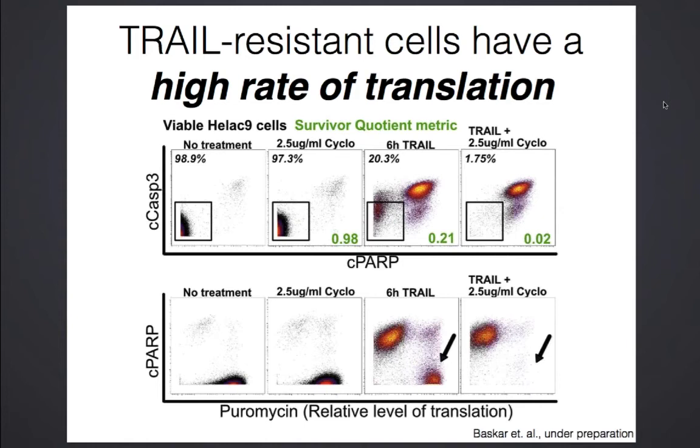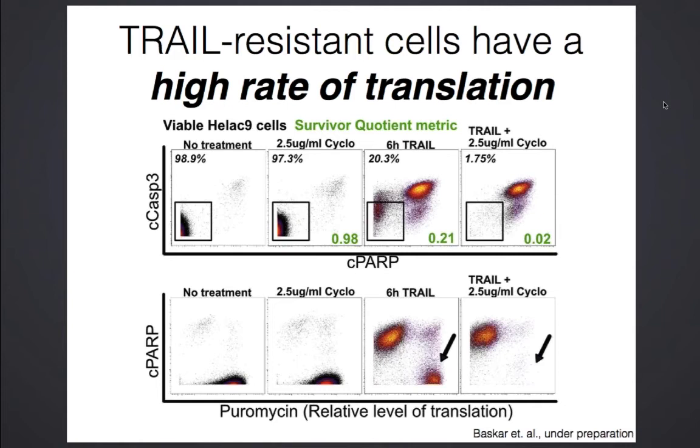But we really rigorously connected it to translation rates by showing that TRAIL-resistant cells, in fact, have a high rate of translation, as we can see using our puromycin readout over here. At 6 hours of TRAIL, we see a population, pointed out by the arrow in black over there, that these non-apoptotic cells, low cleaved PARP, actually have a high level of puromycin, and when we add a low dosage of cycloheximide, we remove this highly translating population of non-apoptotic cells, therefore really mitigating and getting rid of resistance.